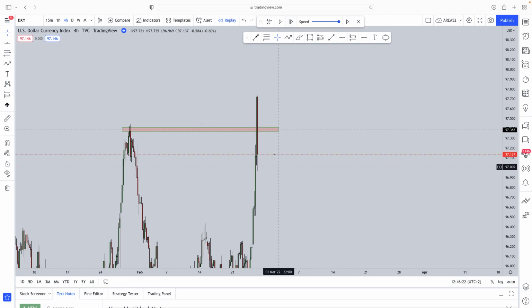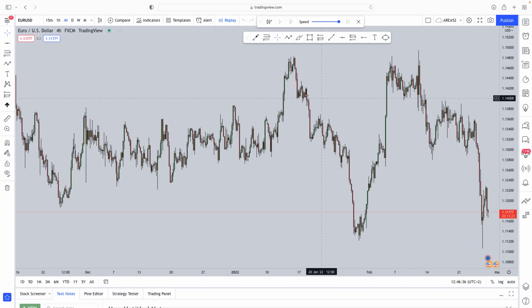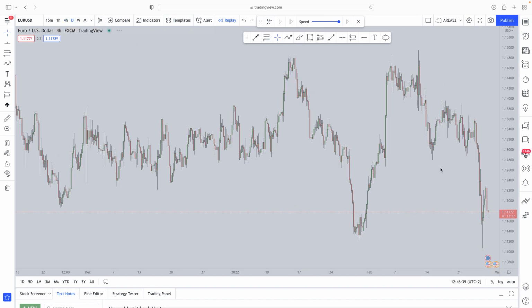So you would have waited for, and then that would have been your indication to say, okay, that was just a fake out. The market is ready to be sold. All you had to do was, you didn't have to go and fall over your hands. You could have just gone over to Euro USD, and I will show you guys the same example over here.